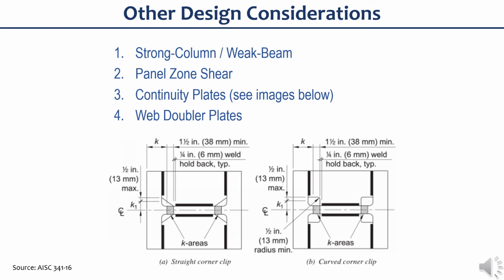There are other design considerations we need to check to complete the SMF connection. Similar to concrete SMRF, we need to check for strong column weak beam, and to ensure adequate transfer of the couple force into the column, we need to check the panel zone shear. Now, if the column has insufficient capacity to transfer the couple force, continuity plates should be provided. And if the column fails the panel zone shear check, web doubler plates should be provided.